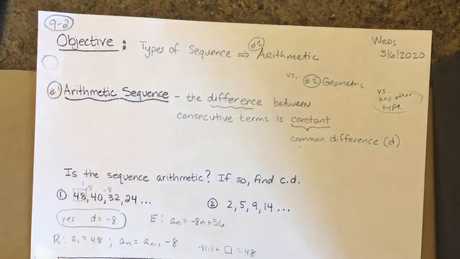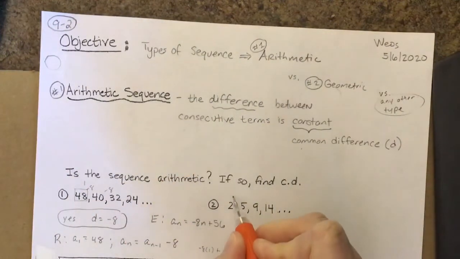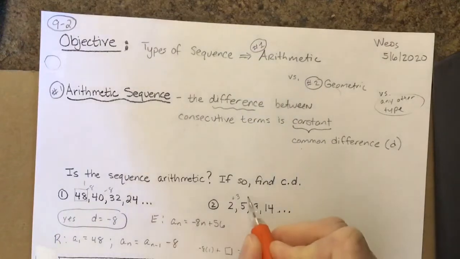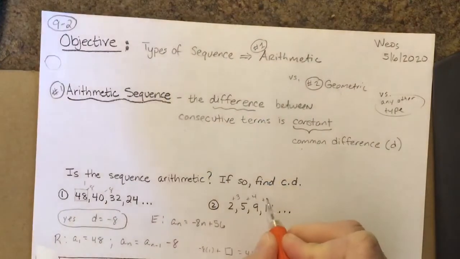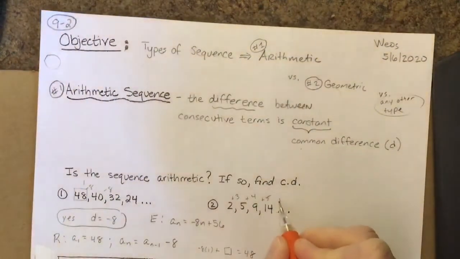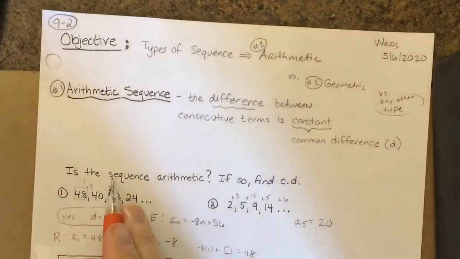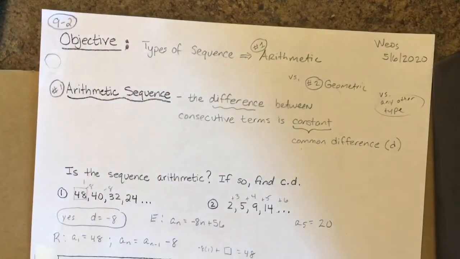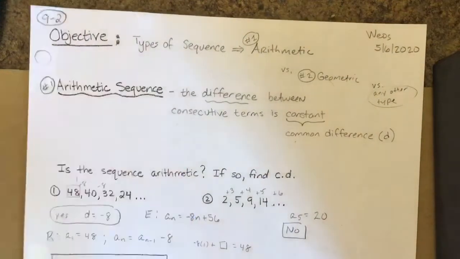Now, what about the next one? It's not going down, it's going up. First it's going up by 3, but then look, what's it going up by now? 4. Then it's going up by 5. So what will the next term be? a sub 1, 2, 3, 4, 5 would be 20. Right? Is it arithmetic? No, it's not going up by the same amount every time. It's going up by 1 more each time. That is not an arithmetic sequence.